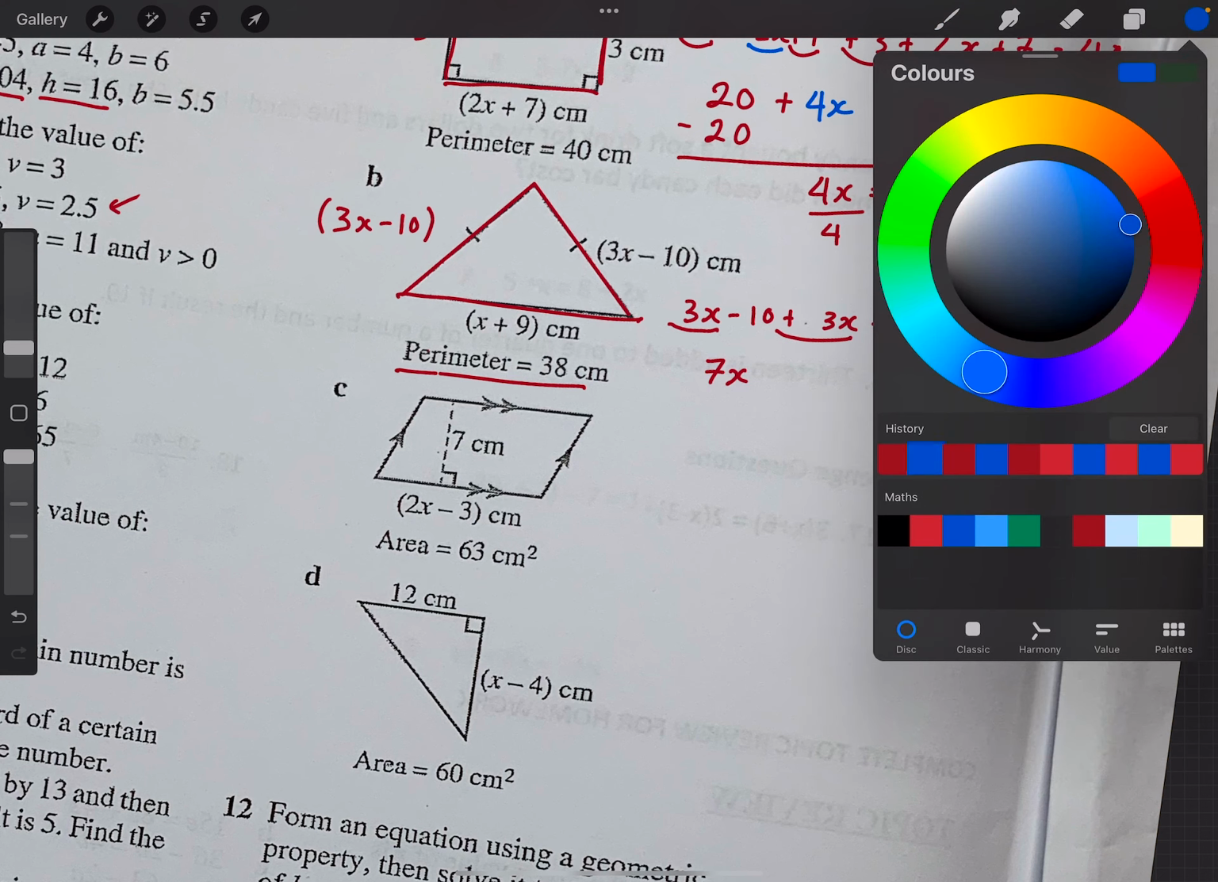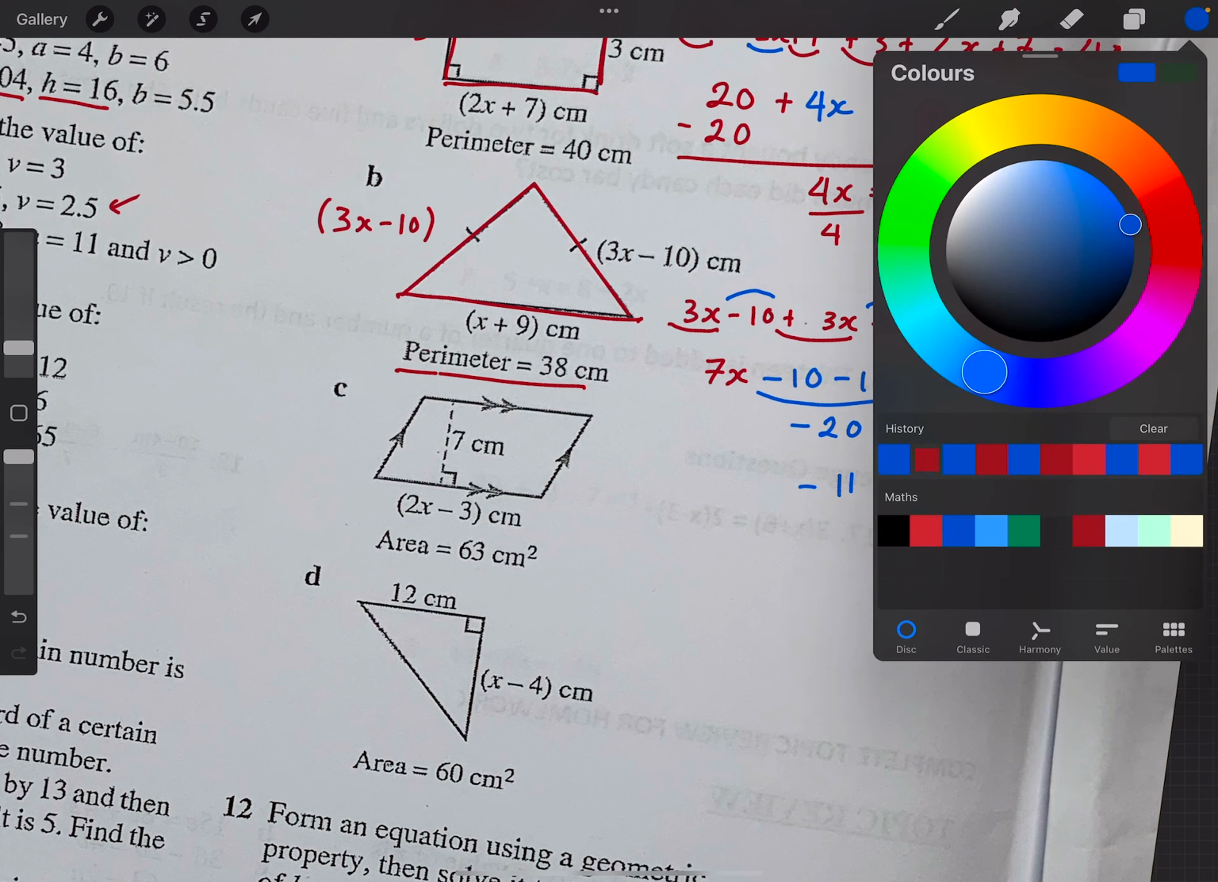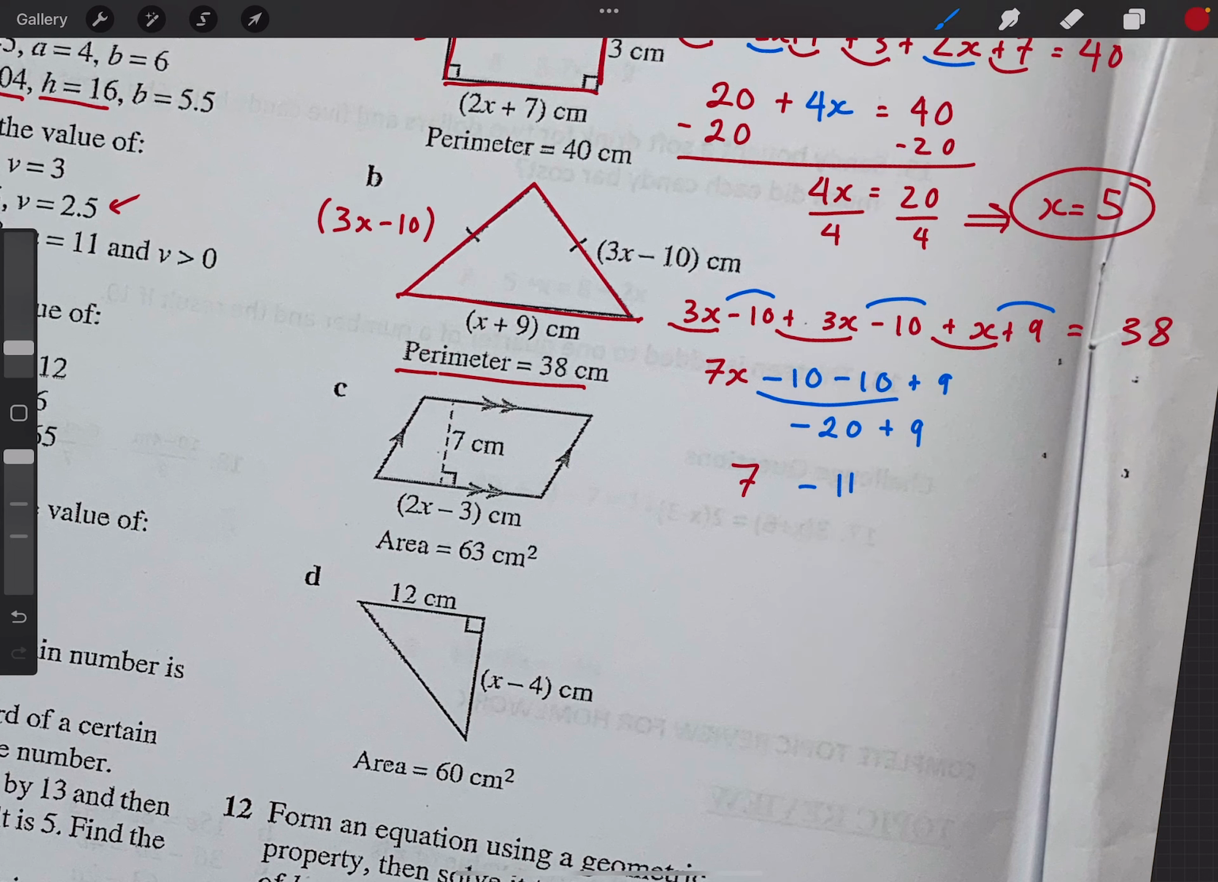Now let's look at the numbers. You got minus 10 minus 10 plus 9. So what's minus 10 minus 10 plus 9? Minus 10 minus 10 is minus 20. Minus 20 plus 9 is minus 11. So in the end, you're going to get 7x minus 11 is equal to 38. And then you can solve for x.